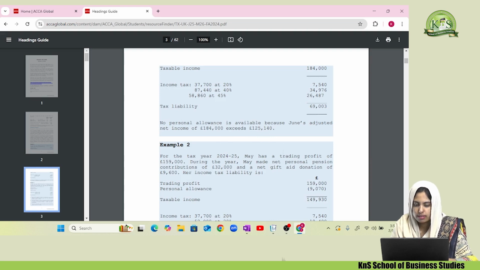The point to understand is, do not look at the figure and directly multiply it by the percentage just by looking at the bands. Bands do not work like that. You have to see that first the BRB will be filled, then the HRB, then the ARB. That's how it's going to work.